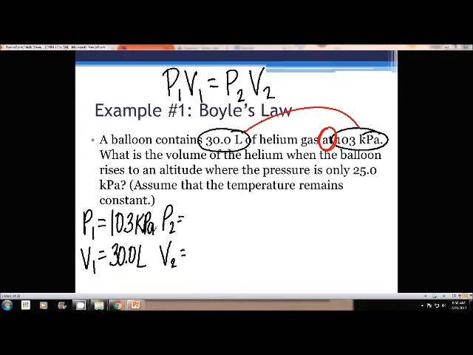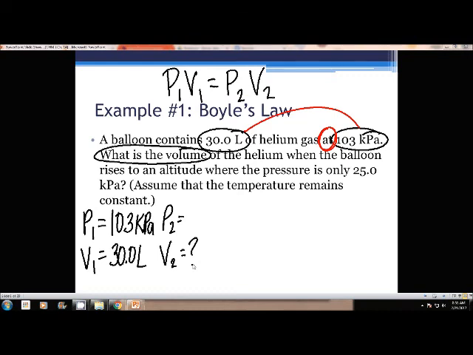Now, we have the 1's filled out, so now we have to solve for a 2, but which 2 are we solving for? It says, what is the volume of helium? Okay, there's our question. What is the volume? So if I've already found V1, then I'm going to be solving for V2. So I'm going to put a question mark next to V2.